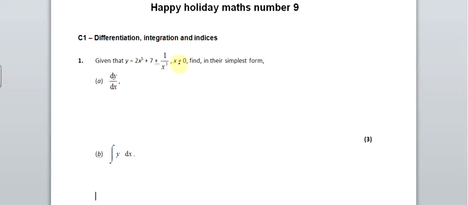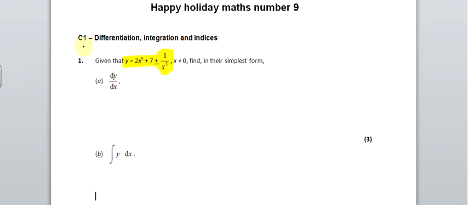Well, here we are again, number 9. We're going to do some differentiation to start with. So first of all, we're told that y is this delicious little thing here, 2x to the 5 plus 7 plus 1 over x to the 3. And we just look down, we can see that we're going to be asked to differentiate it and integrate it.